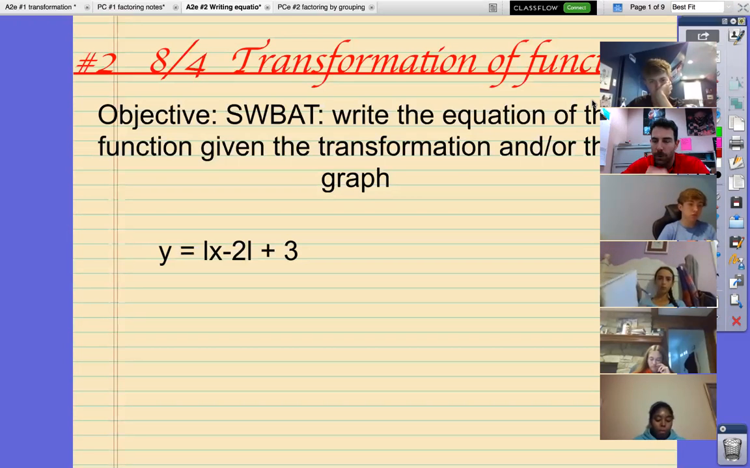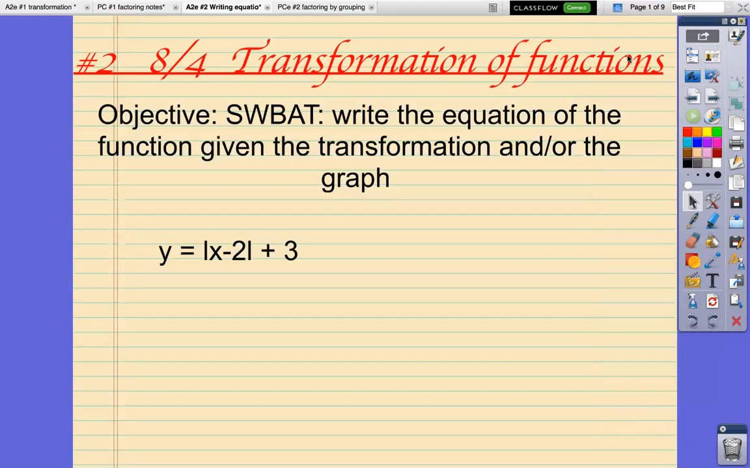So the very first thing I want you guys to do is just a very quick recap. If I have an equation such as y equals the absolute value of the quantity of x minus 2 plus 3, can I get a volunteer? Somebody tell me, how is this moving? Is it moving up, down, left, or right 2, up, down, left, or right 3? How is this affecting the parent function?